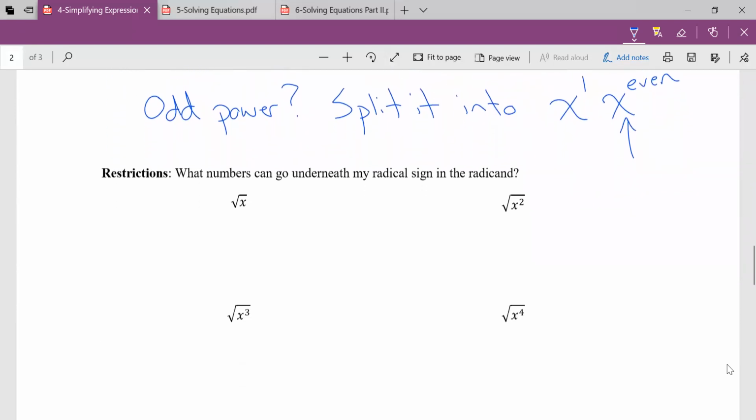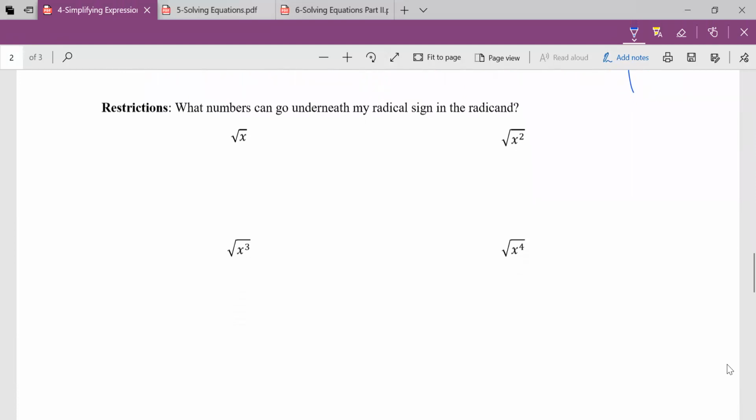But here's what makes this even trickier. The problem is, friends, I'm asking you to take the square root of variables. And remember what a variable is. X here means it can be any number in the world. But we've got a problem. We can't take the square roots of negative numbers. I'll say that again. We can't take the square roots of negative numbers. The smallest thing we can take a square root of is 0. So only non-negative things can go under here. So I'm going to say x is greater than or equal to 0. That's my restriction. That's saying I can't put negative numbers underneath that radical.